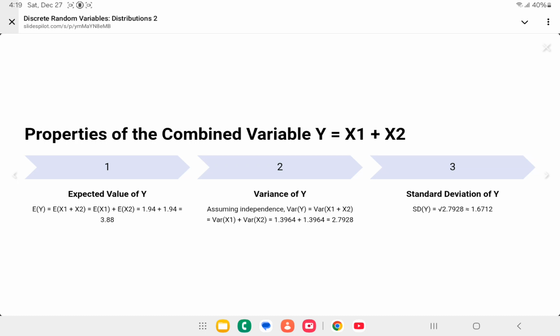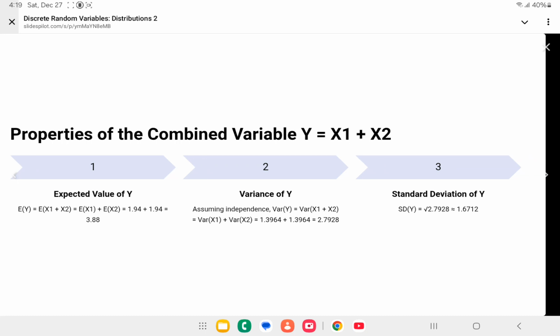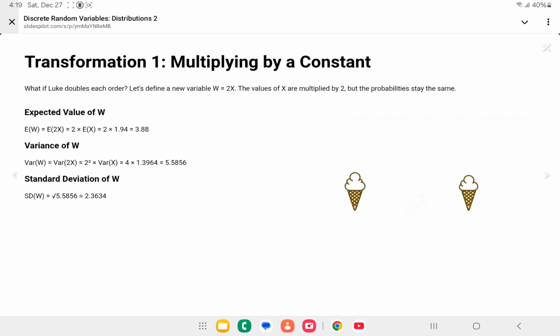This formula assumes that the values of the 2 random variables are independent. In this case, this means that the amount the second customer buys is not affected by the number of ice creams the first customer buys. Sometimes we want to multiply a random variable by a constant value. Say Luke has 1 customer left, but decides to give away 1 free ice cream with each ice cream.